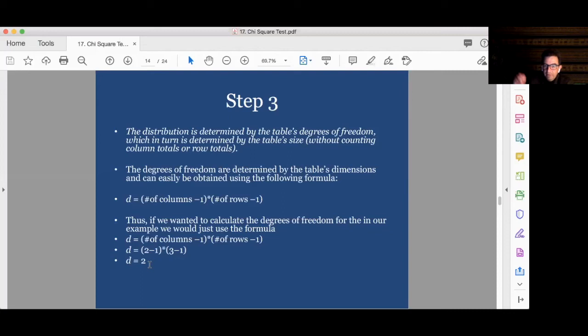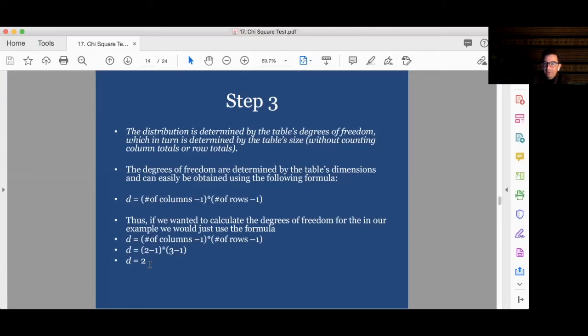If we took many samples from this population where there's no relationship, all these 2 by 3 tables, and we calculated chi-square statistics for each of these tables that came from a population where there's no relationship, we know that those chi-square statistics would follow a chi-square distribution for a table of 2 degrees of freedom.